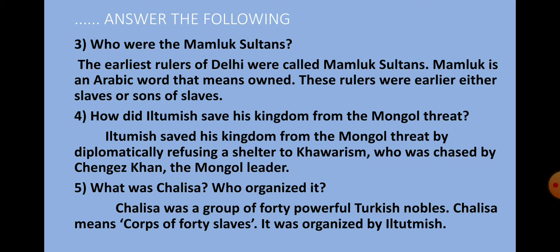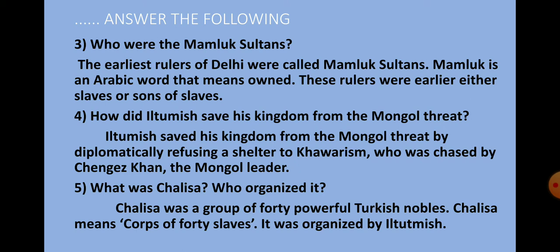Now question number 4. How did Iltutmish save his kingdom from the Mongol threat? Answer. Iltutmish saved his kingdom from the Mongol threat by diplomatically refusing shelter to Khwarizm, who was chased by Genghis Khan, the Mongol leader.